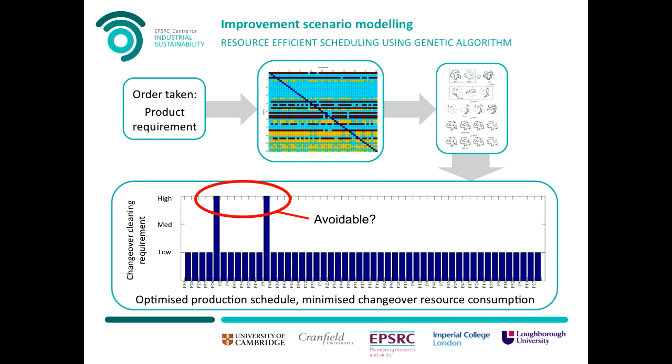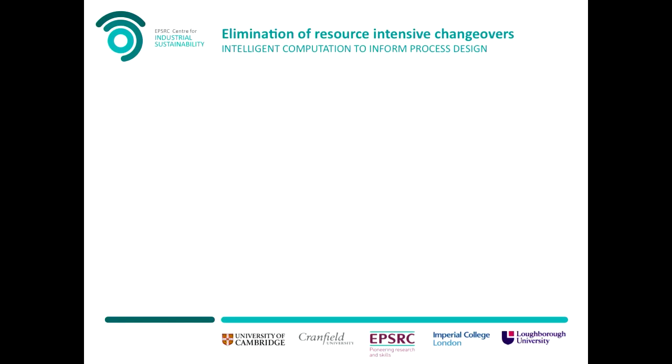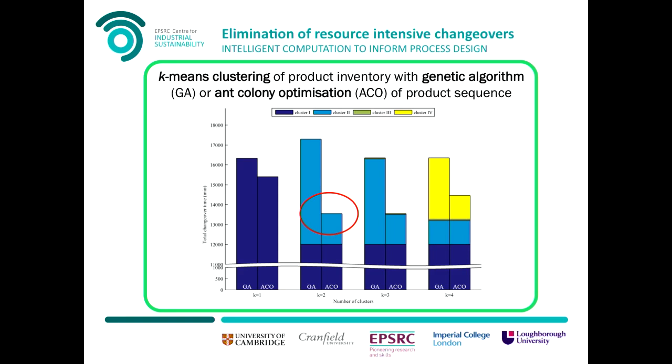But can we avoid these 2 higher consumption changeovers? And we think we can. By eliminating the resource-intensive changeovers, we wanted to change the design of the processes. So again, we used some intelligent computation methods to inform process design. And here, we examined the full inventory of products that they produce, and we carried out some k-means clustering of this inventory. And what this did was it gave you different clusters in which to divide up this inventory.